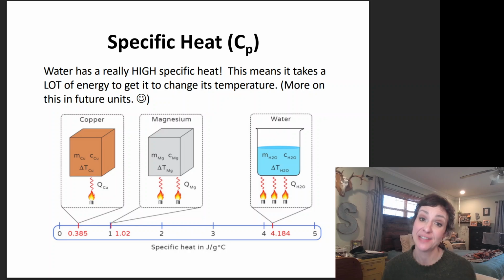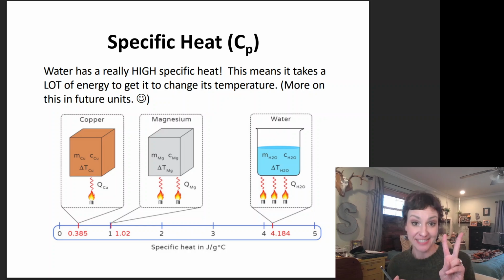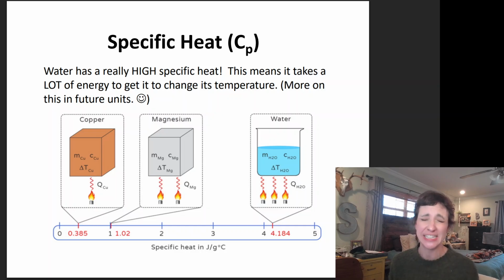So yes, specific heat is the amount of heat energy in joules needed to raise 1 gram of a substance up by 1 degree Celsius in temperature. Water, like the video said, has a super high specific heat, right? It was a much higher specific heat than that oil sample. That means it takes a lot more energy to get it to change its temperature. We're going to do more on this in future units. But looking at this here, a few samples, water's way up here with that really high specific heat, right?